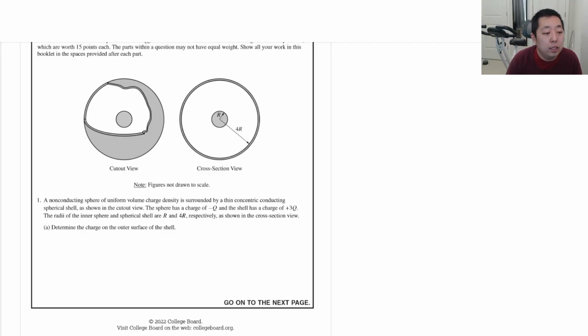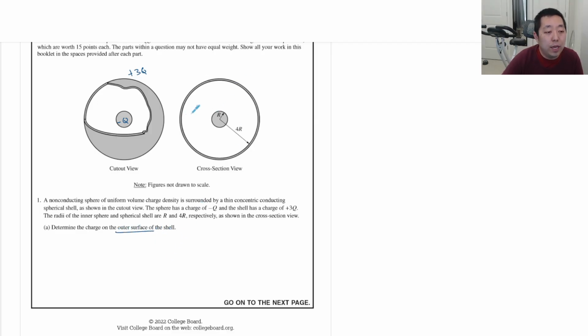So here we have a non-conducting sphere of uniform volume charge density surrounded by a thin concentric conducting spherical shell as shown in the cutout view. The sphere has a charge of negative Q. So this guy has negative Q, and the outer shell has a charge of positive 3Q. The radii of the inner sphere and the spherical shell are r and 4r respectively from this picture. Determine the charge on the outer surface of the shell.